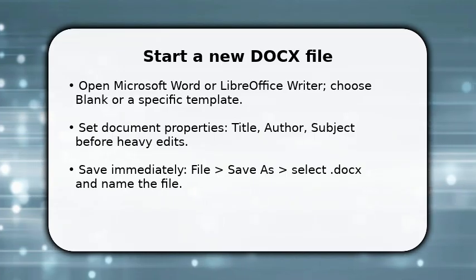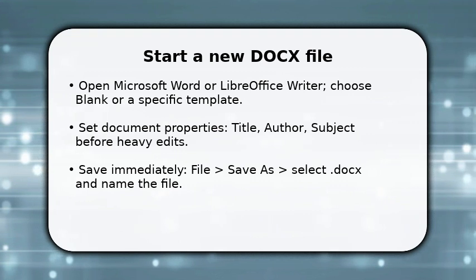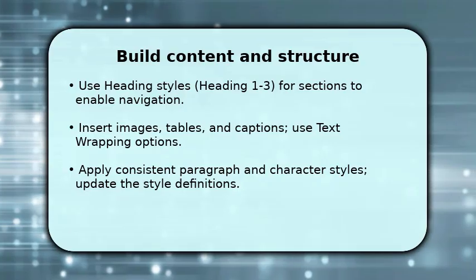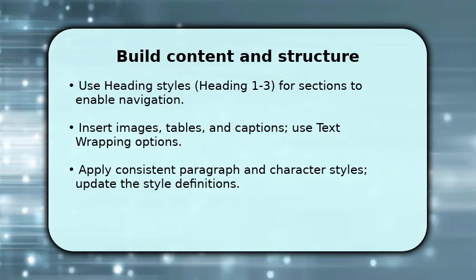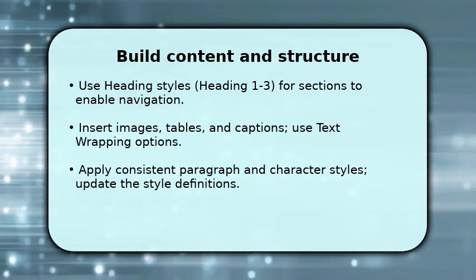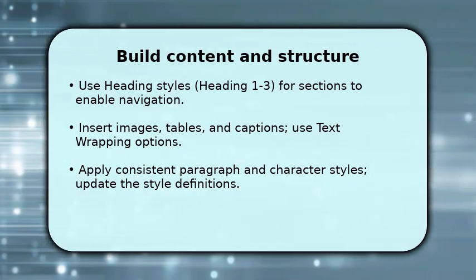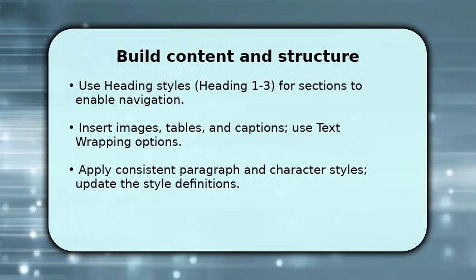Once saved, make a quick outline of sections to guide your edits, and set page size and margins so layout stays consistent. You now focus on structure and content. Apply heading styles to each section so the document is navigable and auto-generates a table of contents. Insert images and tables, then set text wrapping and captions to maintain flow. Compress images if file size matters.